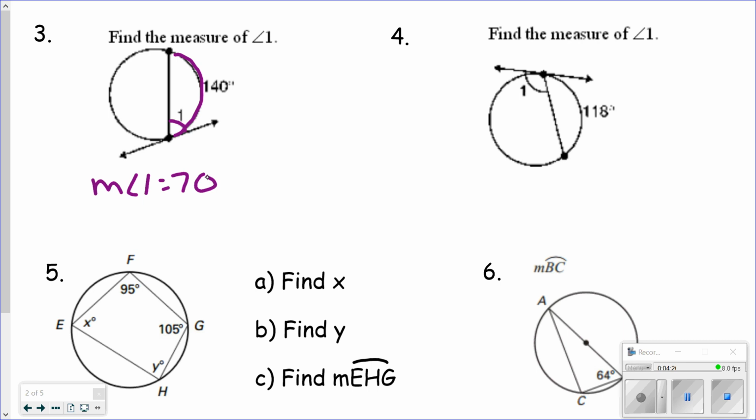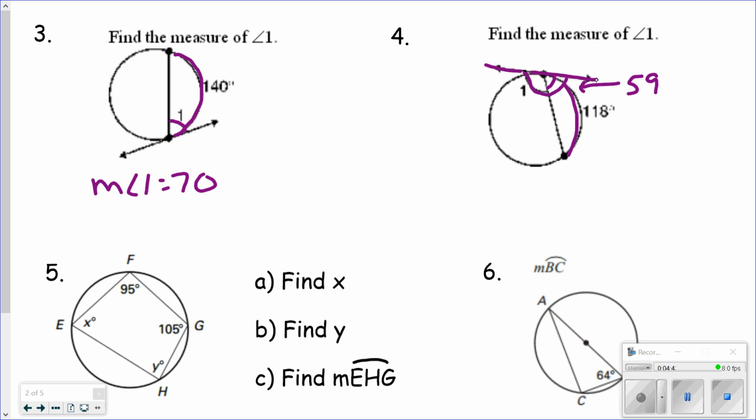All right, number 4, we want to figure out what is the measure of angle 1. Well, before we can find the measure of angle 1, I actually need to figure out this measure here. Well, if you look at this arc length, we notice that that arc is 118. So to figure out this little guy here, I'm just going to take 118 and divide it by 2. And when you do so, you get 59.